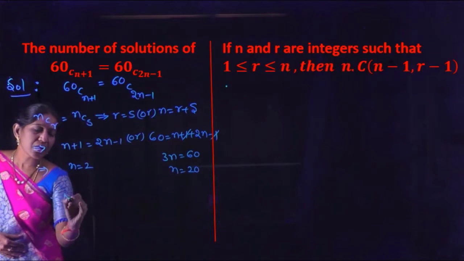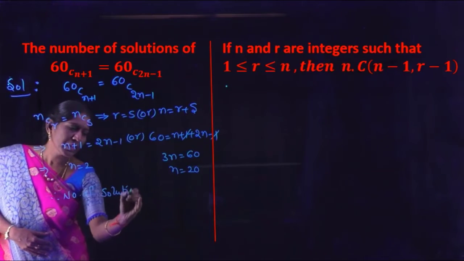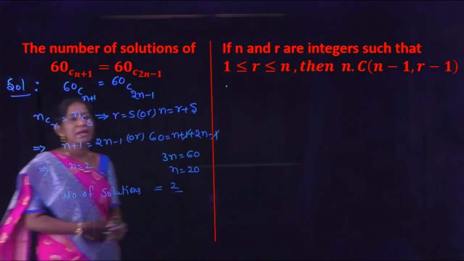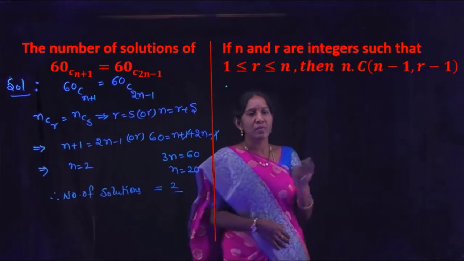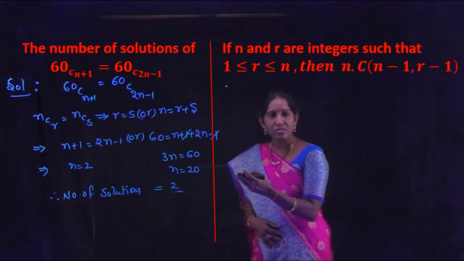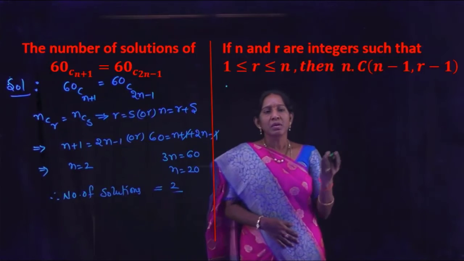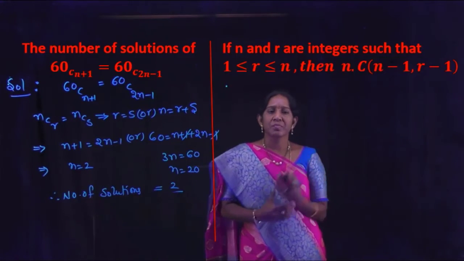Therefore, number of solutions equal to 2 solutions. The values of n are 2 and 20. So, n values, 2 values there. That means the values of n are 2 values. So, number of solutions is 2. Come to the next problem.